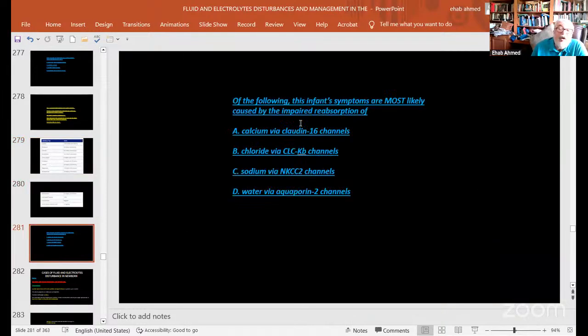So, of the following, these infant symptoms are most likely caused by the impaired reabsorption of calcium via Claudin 16 channels, calcium problem, chloride via CLC-KB channels, sodium via NKCC2 channels, or water via whatever channel.